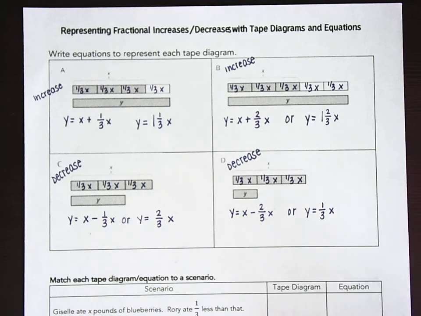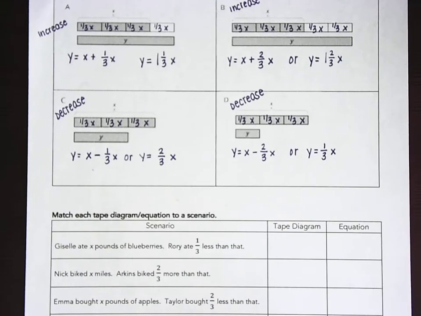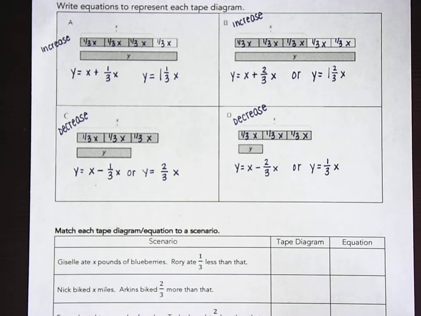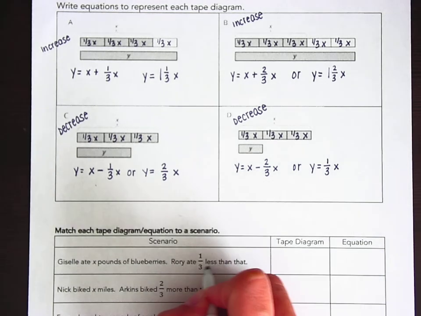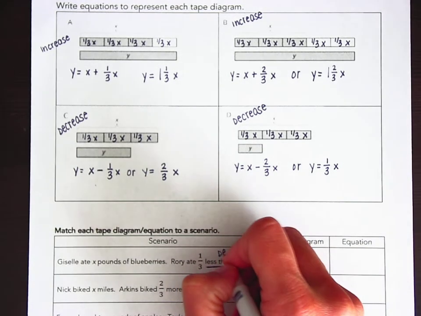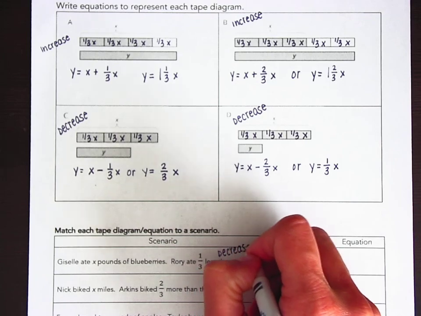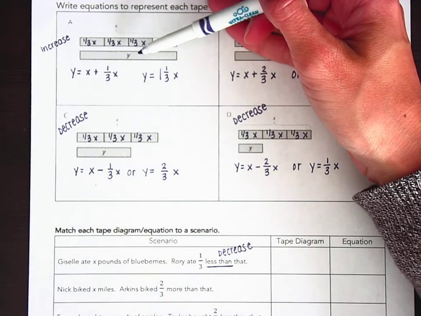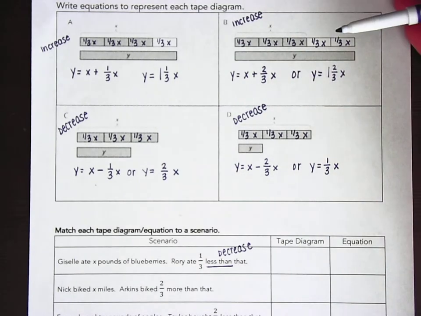So now that we've written these equations and we see what the tape diagrams look like, let's see what these actually look like in terms of a situation. So Giselle ate X pounds of blueberries. Rory ate 1/3 less than that. So I'm going to look for some keywords here. And some keywords that jump out at me are 1/3 less than that. When I see that term less than, this tells me that I've got to take something away, or that this is going to be an example of a decrease. So immediately this eliminates tape diagram A and B as a possible representation of the situation.